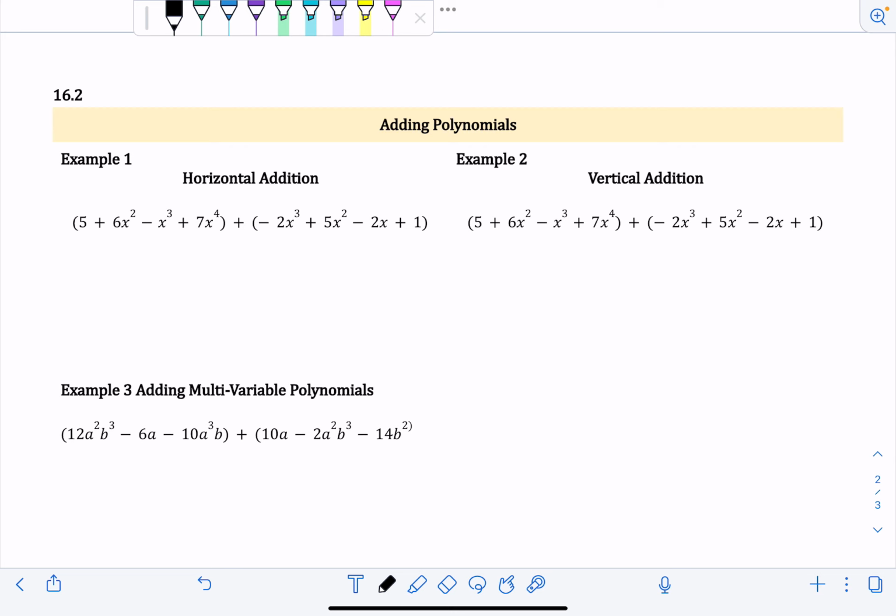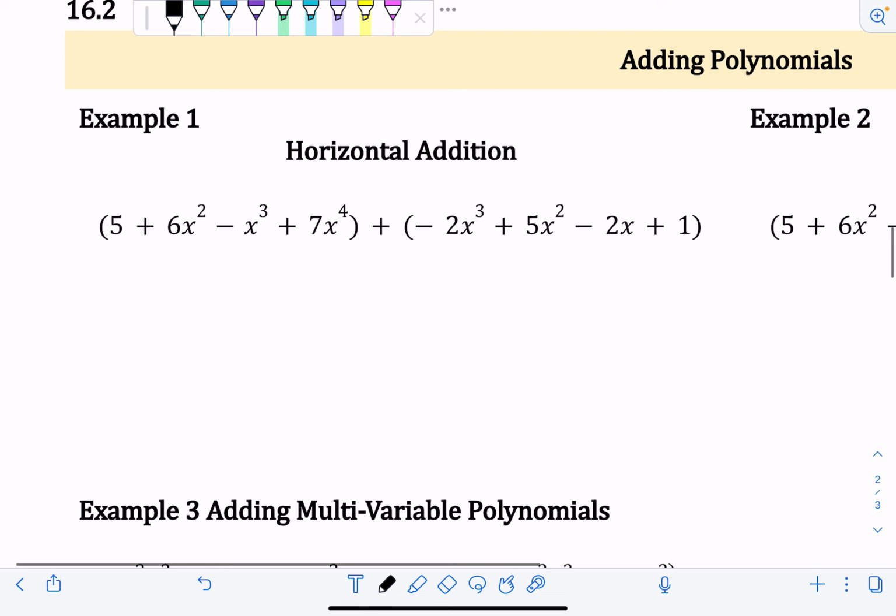The first one, example one, is for horizontal addition. The second one will be vertical addition, and then after that you can decide between the two. So for horizontal addition, we have two polynomials that are separated by parentheses, but when you're adding, the parentheses don't make any difference. So we can just go ahead and rewrite the problem without the parentheses in them.